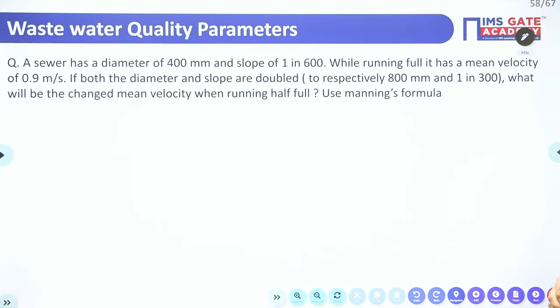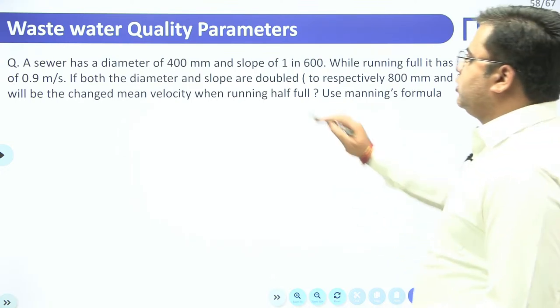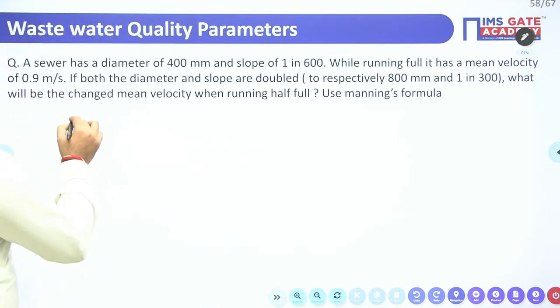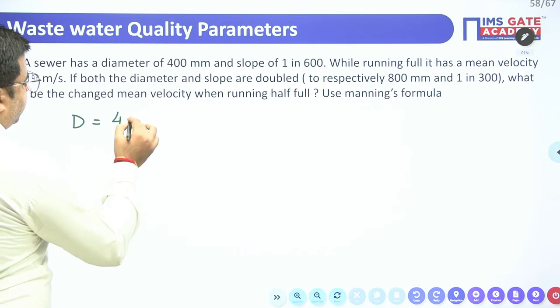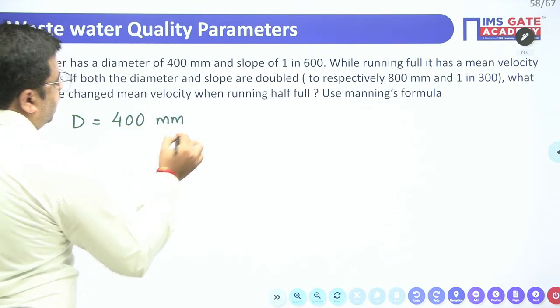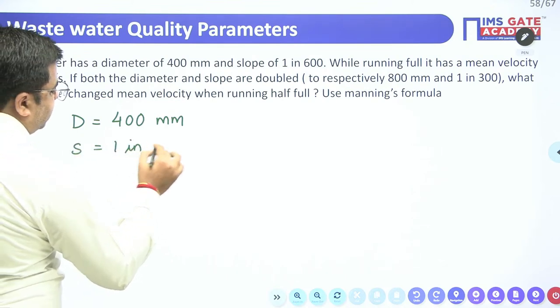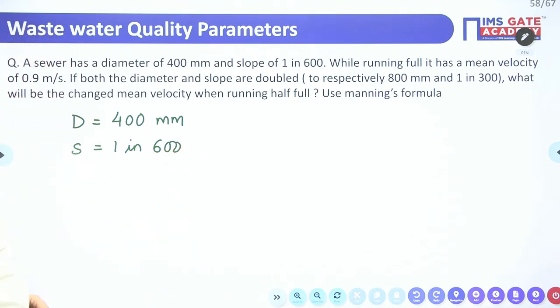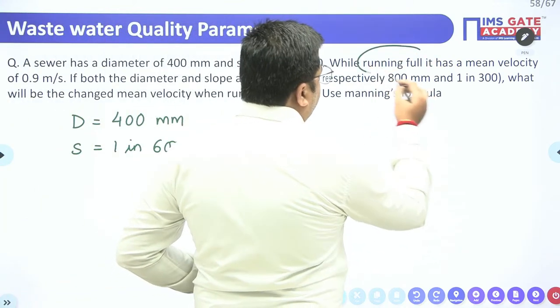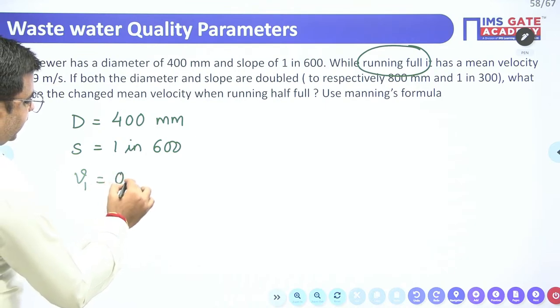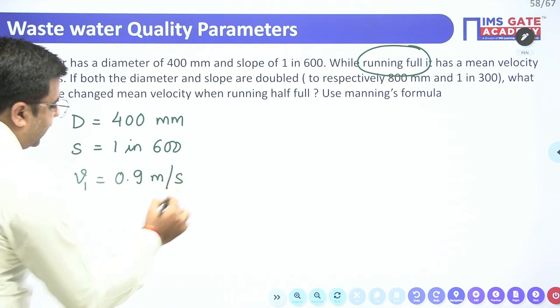Next is, a sewer has a diameter of 400 mm and a slope of 1 in 600, right? Let me write it first. So, diameter of the sewer, capital D, is 400 mm. The slope S is 1 in 600. While running full, the depth of flow, please keep in mind, has a mean velocity of 0.9 meter per second. So, V1 is 0.9 meter per second and it is running full.